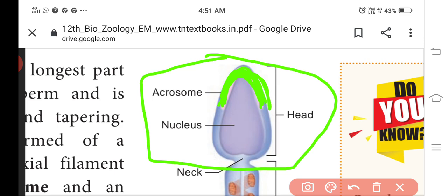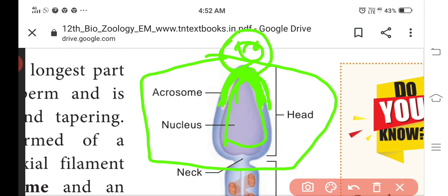The enzyme penetrates the ovum. The hyaluronidase enzyme is released at the time of penetrating the ovum. It is very useful during fertilization. Next we discuss the nucleus. What shape is the nucleus? It is a flat, oval-like structure.